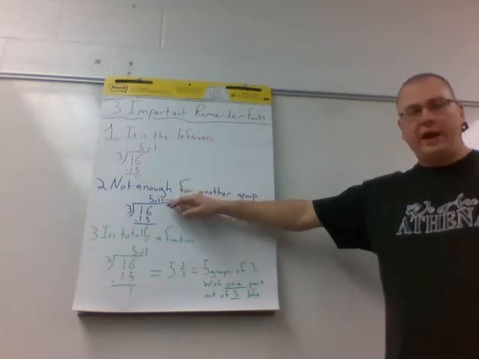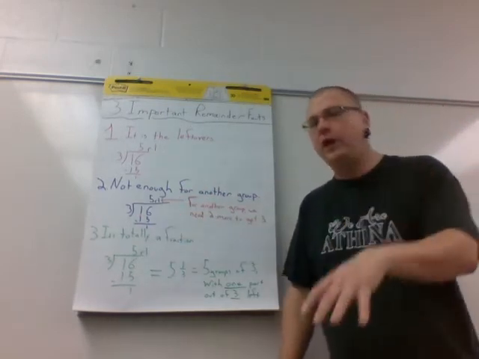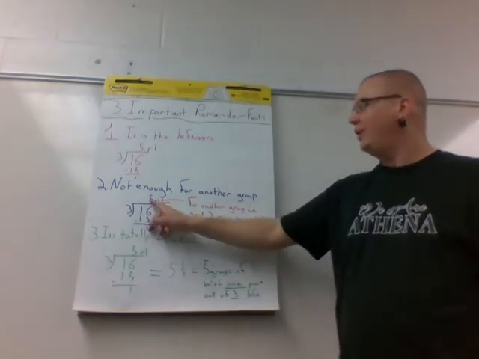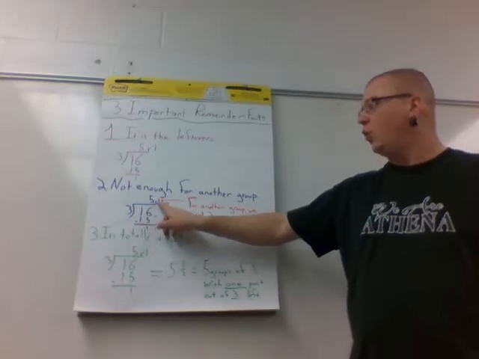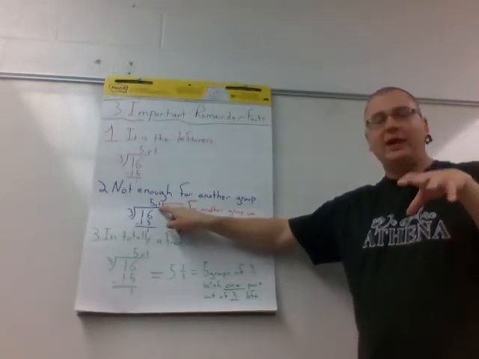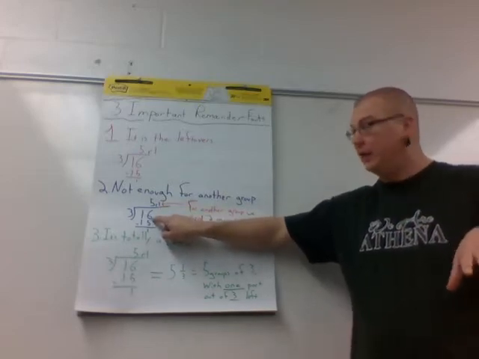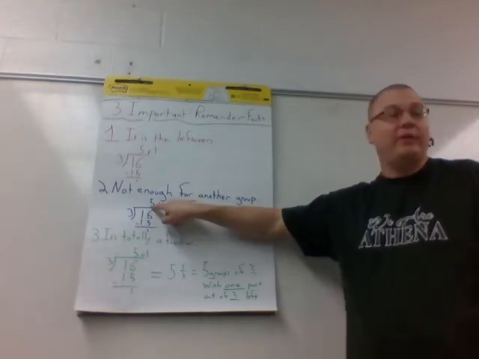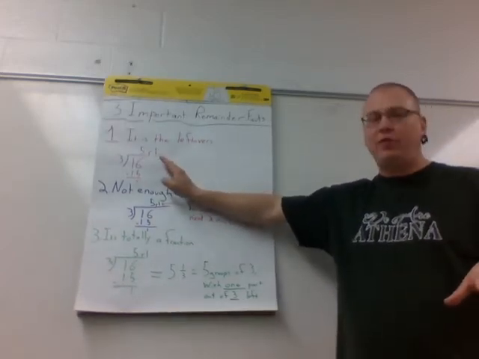But the second way I want you to think about a remainder is it's not enough for another whole group. So when we take those 5 groups of 3 and we get to 15, what this 1 actually means is if we had another 2 in here, if this had been an 18 instead of just a 16, we would be able to get 6 groups of 3. And I know that sounds simple, but it's really thinking about this backwards.